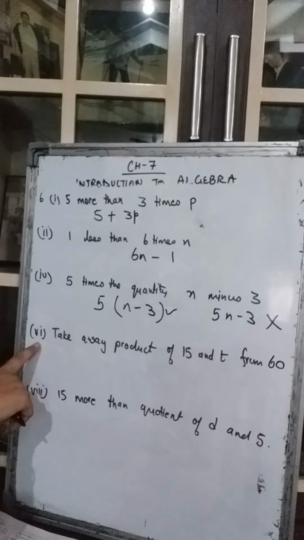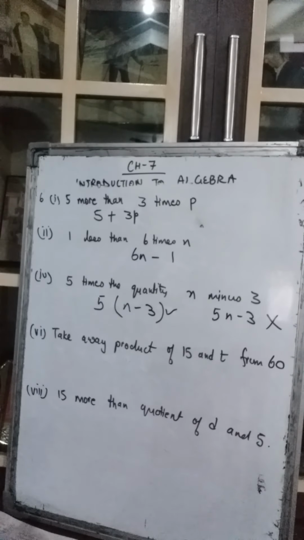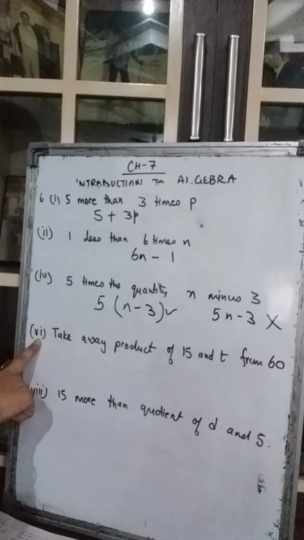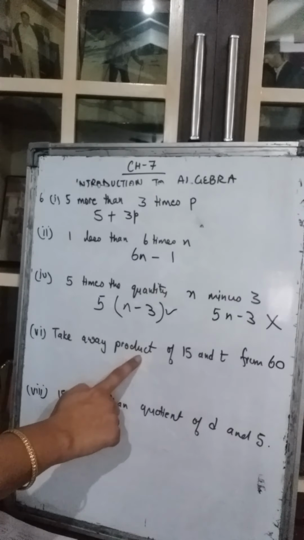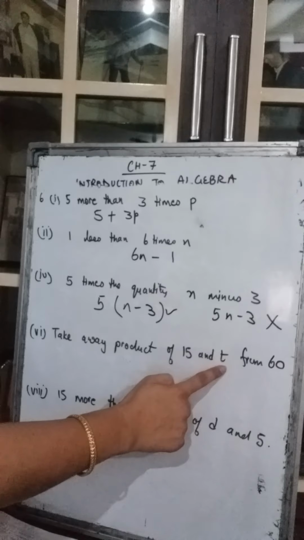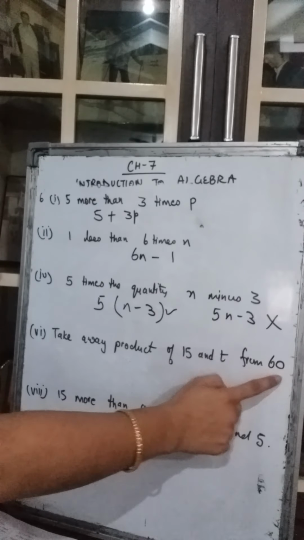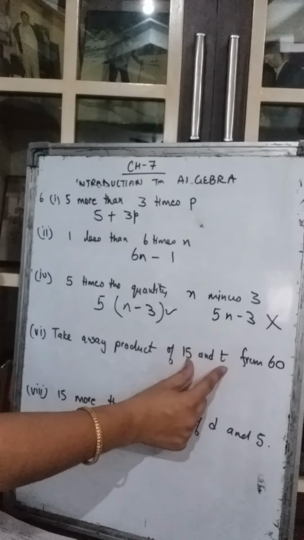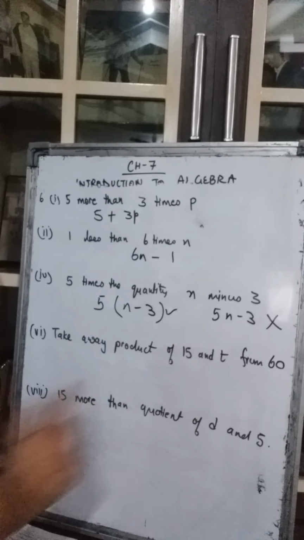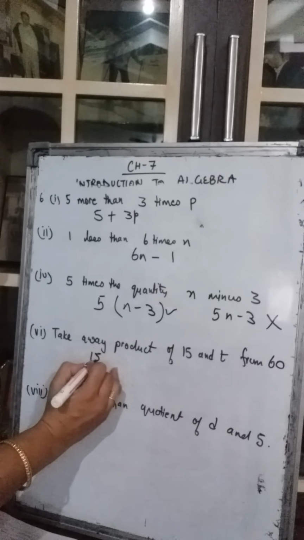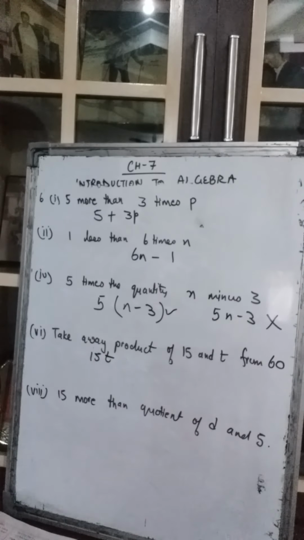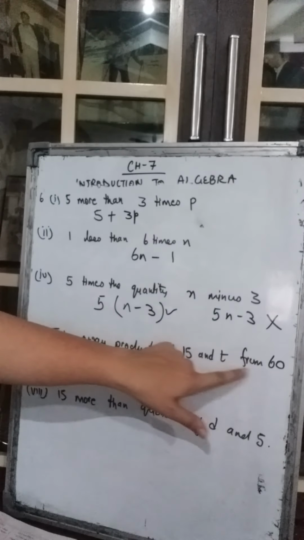Now the sixth part. Girls, this fifth and the sixth question you will do in the classwork and homework copies. Only from 1 to 4 you are doing it in the book. Okay. Now the sixth part. It says take away the product of 15 and t from 60. Take away the product of 15 and t. Product of 15 and t means 15t. Product means multiply. This we have to take from 60.